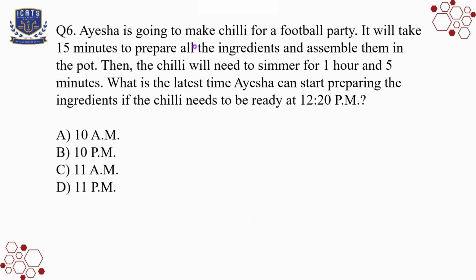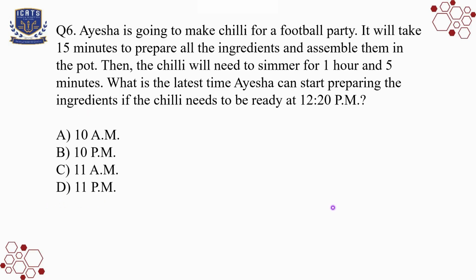Question number 6, Aisha is going to make chili for a football party. It will take 15 minutes to prepare all the ingredients and assemble them in the pot. Then the chili will need to simmer for 1 hour and 5 minutes. What is the latest time Aisha can start preparing the ingredients if the chili needs to be ready at 12:20 p.m.? Option A is 10 a.m., option B is 10 p.m., option C is 11 a.m., and option D is 11 p.m.